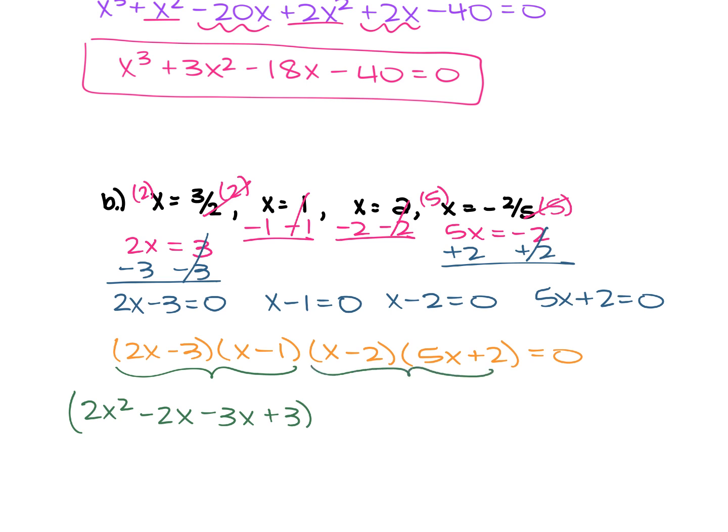Next, I'm going to FOIL out the x minus 2 times 5x plus 2. X times 5x is 5x squared. X times 2 is 2x. Negative 2 times 5x is negative 10x. And negative 2 times 2 is negative 4.